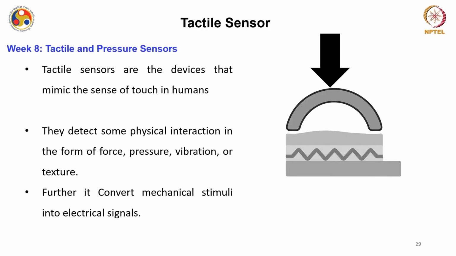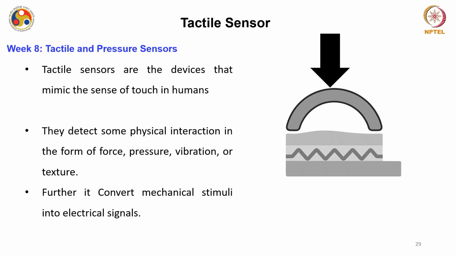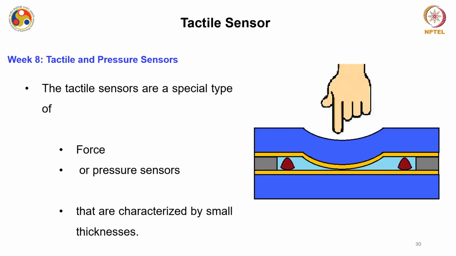In the next module, the 8th module, we talked about two different kinds of sensors. One was the tactile sensors and another was the pressure sensors. Tactile sensors, if you remember, are devices that mimic the sense of touch in humans. They detect some physical interaction in the form of force, pressure, vibration, or even texture. Further, these tactile sensors convert the mechanical stimuli into electrical signals, because these are sensors, so the mechanical stimuli has to be converted to some electrical form of signal.